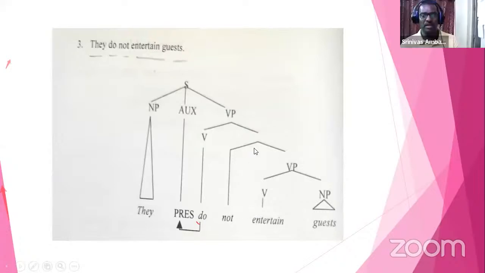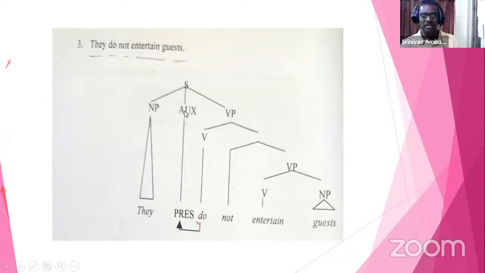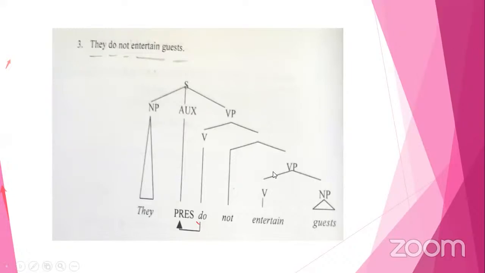Not doesn't come under anything, so that's the reason he didn't mention it. Negative, we can say only. Entertain is a verb, guests is a noun phrase, and together they form a verb phrase. Noun phrase, auxiliary and verb phrase together make a sentence.